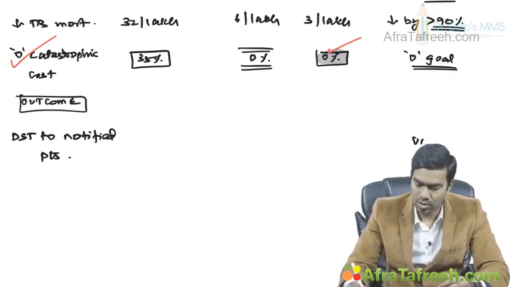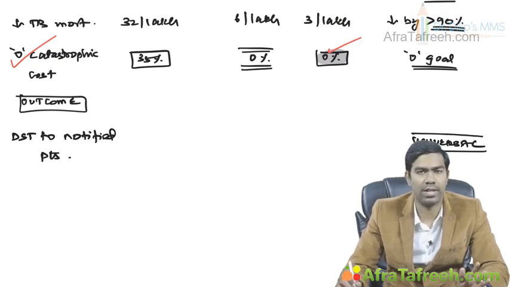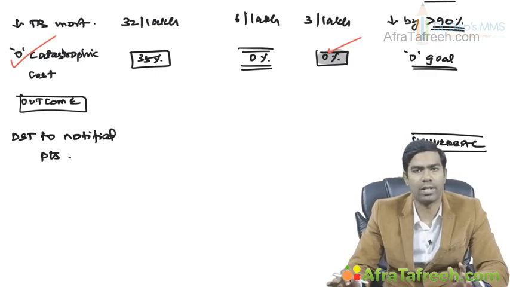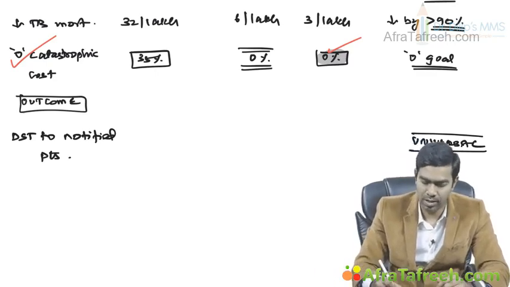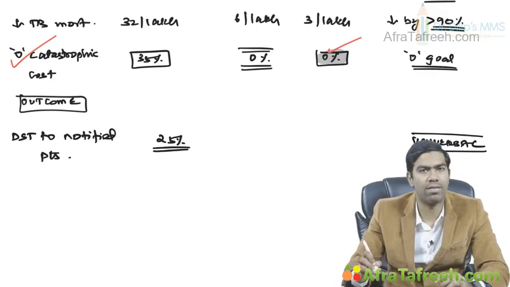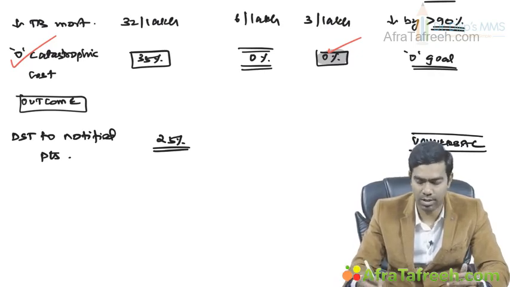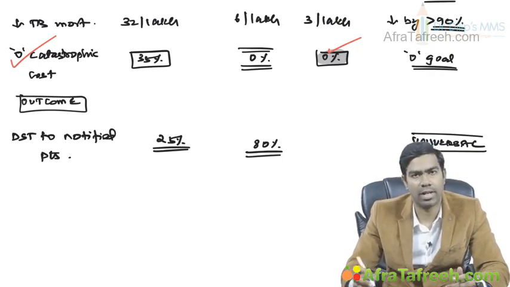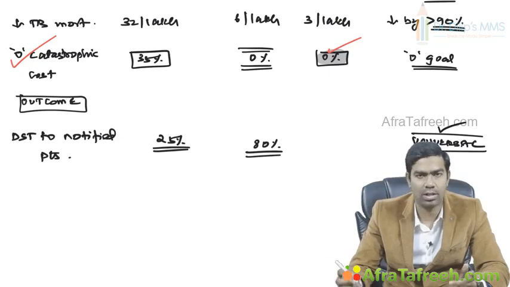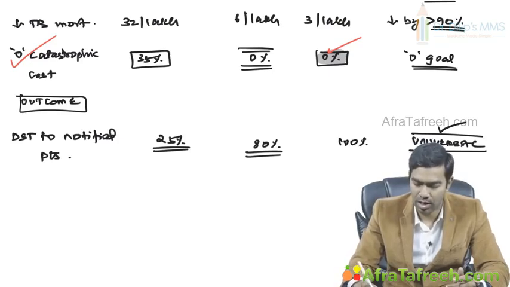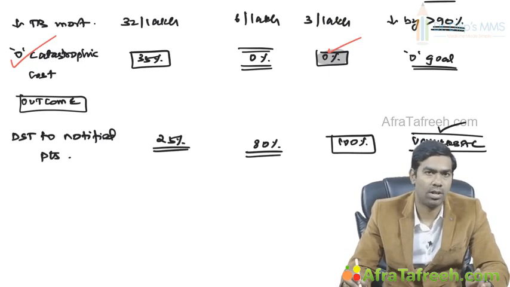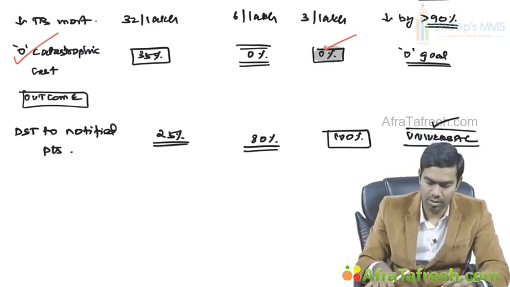Remember, the goal is to achieve universal DST for all patients by 2025. Universally, you have to achieve drug sensitivity testing for all notified cases by 2025. Right now, it is only 25%, which means only 25% of cases are offered drug sensitivity testing, in 2015 at least. In 2020, we are planning to increase it to 80%. Since universal is the target by 2025, it should be 100%. All the patients should be offered drug sensitivity testing by 2025. That's the goal.